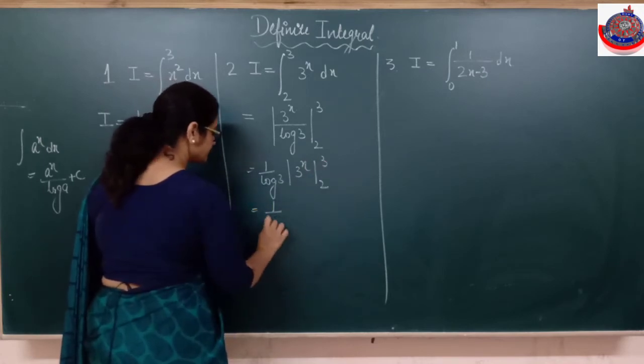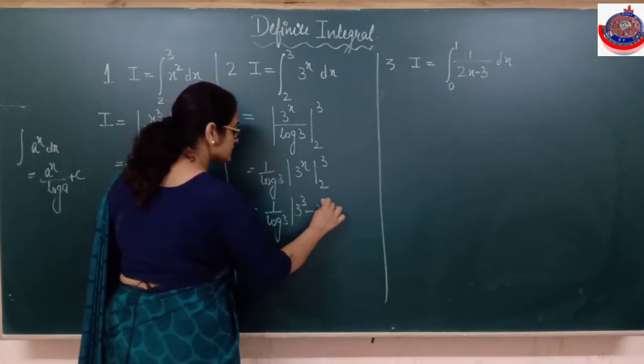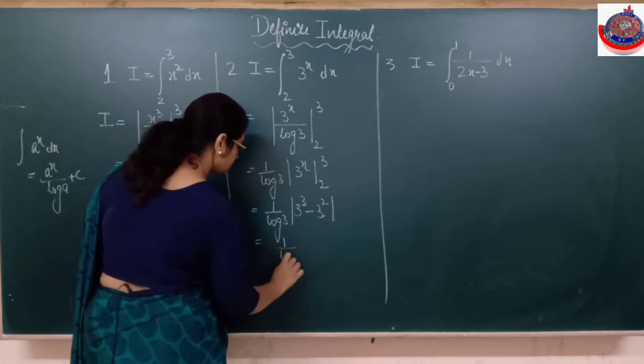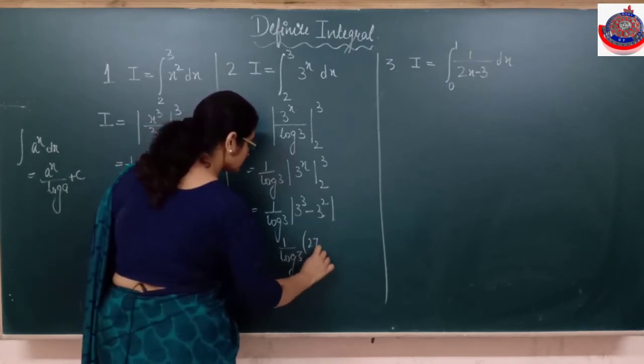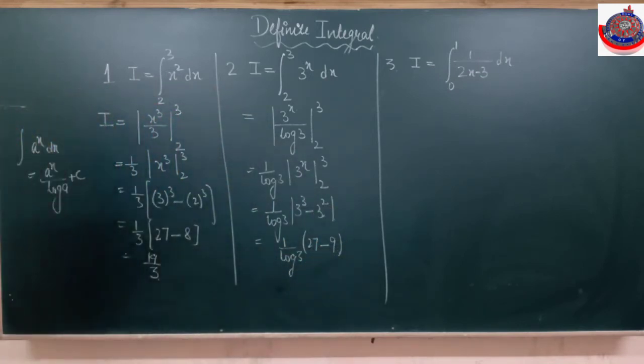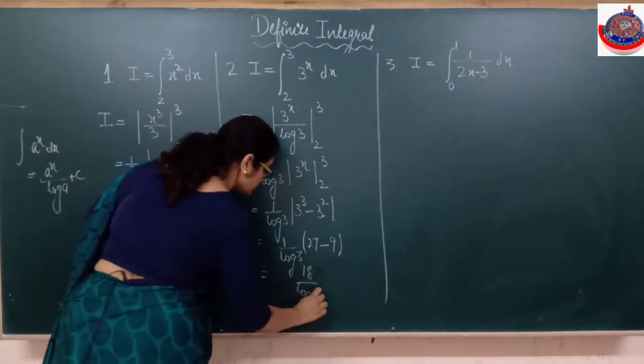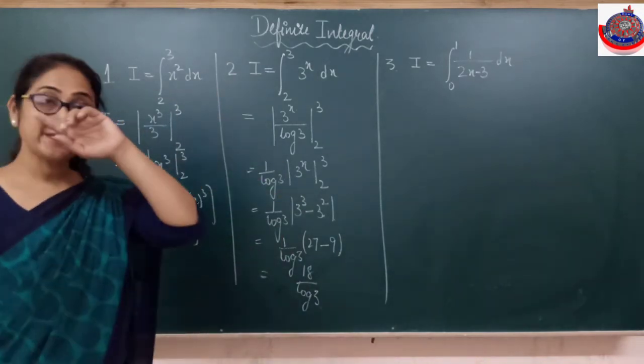Now, upper limit minus lower limit. Alright, clear? 27 minus 9. Fine. So what you have to do is simply solve these questions. If you know the integration, directly solve it and then substitute the value. This is what you have to do. Clear, children? No confusion? That's it.